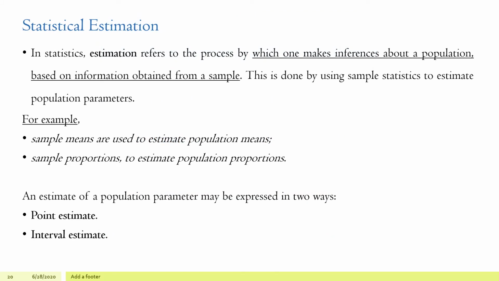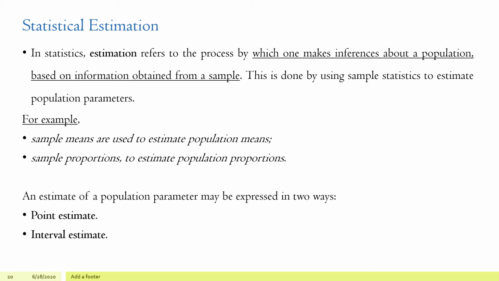Coming to statistical estimation. In statistics, estimation refers to the process by which one makes inference about the population based on information obtained from a sample. This is done using sample statistics to estimate the population parameter. For example, sample means are used to estimate the population means. Because you can't select all the samples, you are going to select only a few numbers and you will assume that the samples are representative of the whole population.